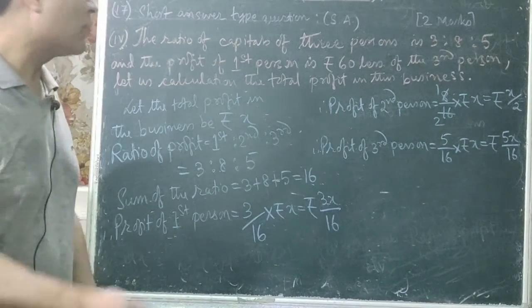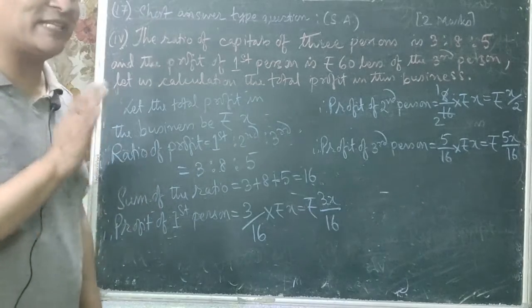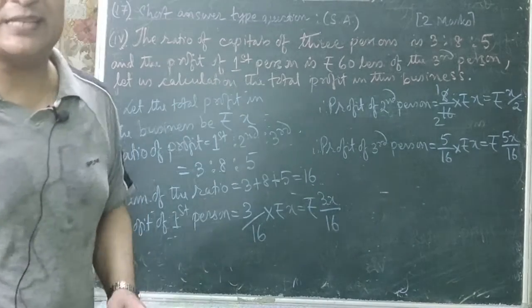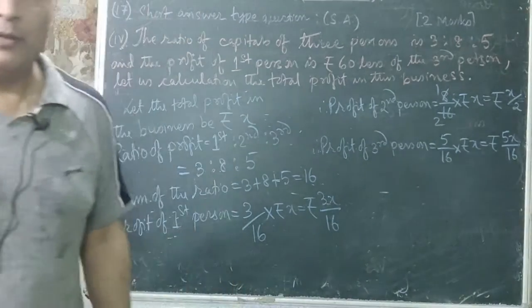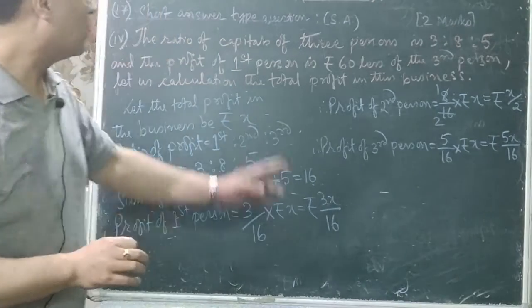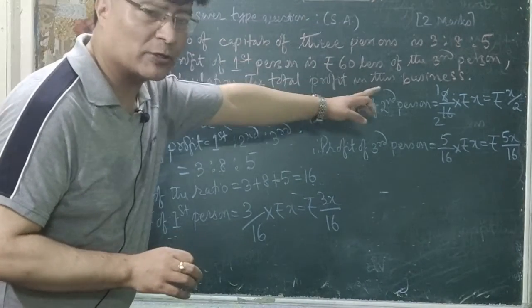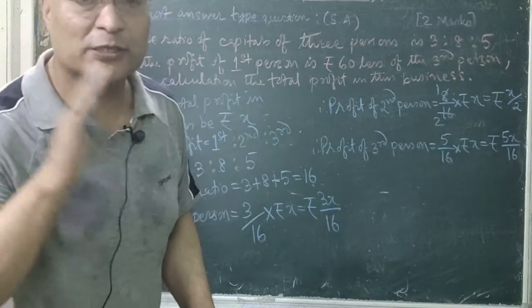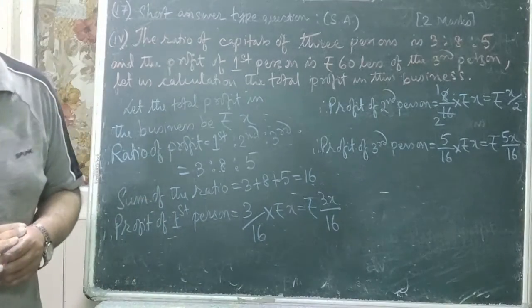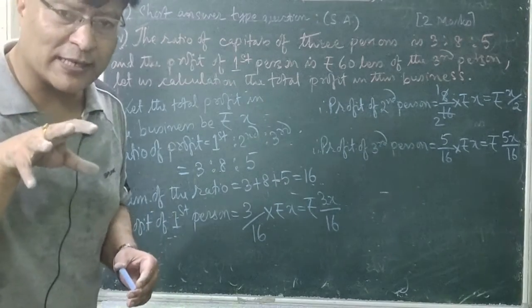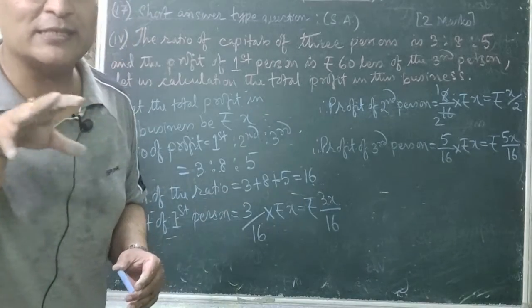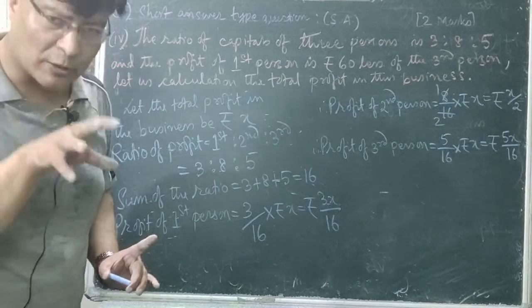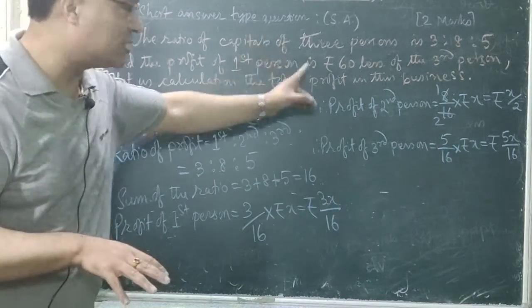Now what does the question say? Profit of first person is rupees 60 less than that of the third person. Compared to what the third person gets, the first person's profit is 60 less. That means the third person gets rupees 60 more than the first person. So whose profit is more? The third person's profit is more, by 60.